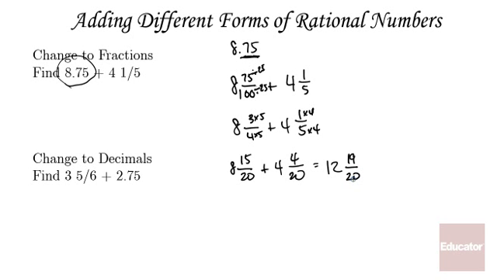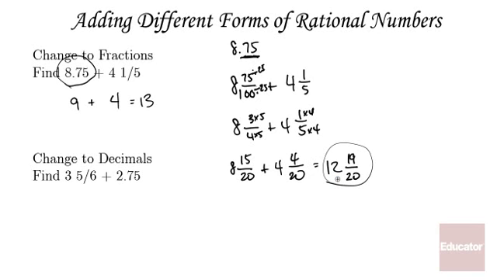Remember in these cases to check your answer. You should be estimating. So 8.75 is about 9, and 4 1/5 is about 4. So 9 plus 4 is 13. And if we look at our answer, yes, it's about 13. So we can be pretty sure that our answer is correct.